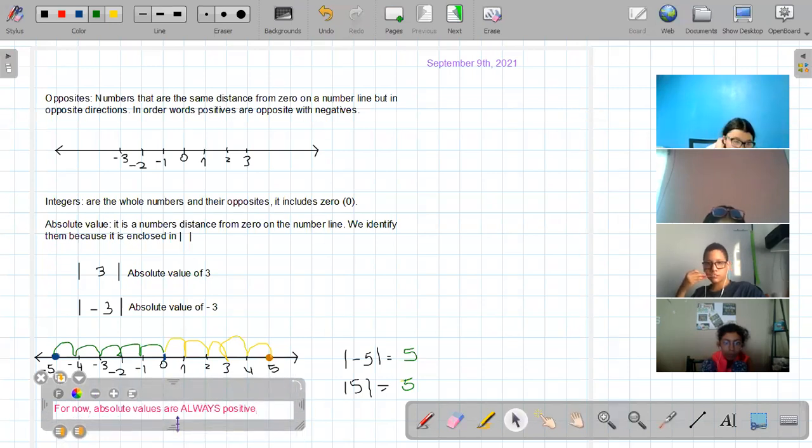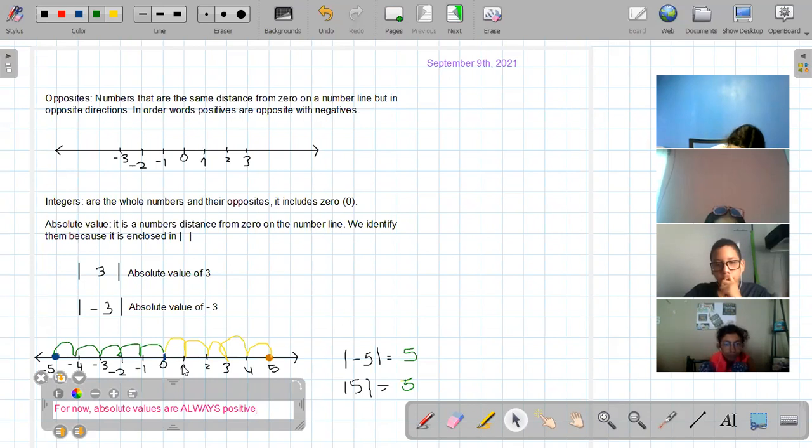Why am I keep saying for right now? Because there is a moment where you are going to have a property of absolute values, and in that case, the answer might be a negative number, okay? When you get to the properties of absolute value, which is probably going to be in 10th or 11th grade. In 7th and 8th grade, we're going to keep absolute values as always positive. Okay, we clear with that?